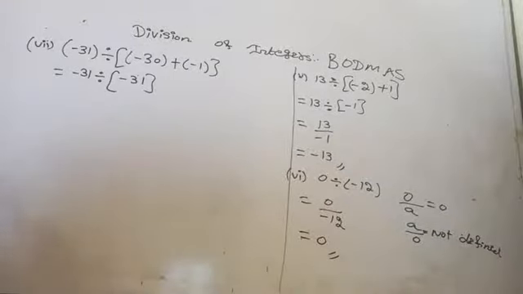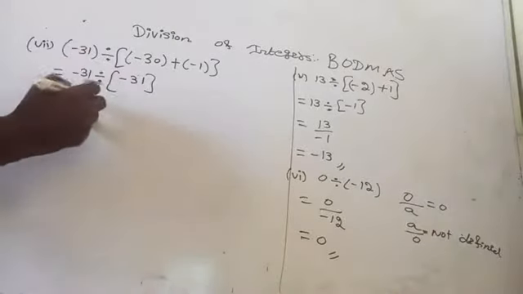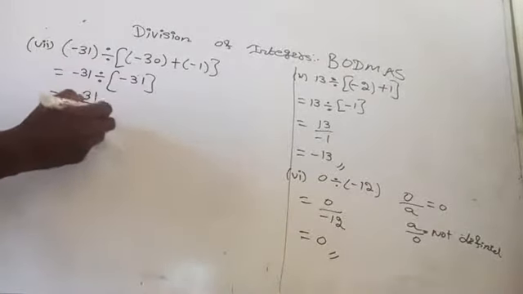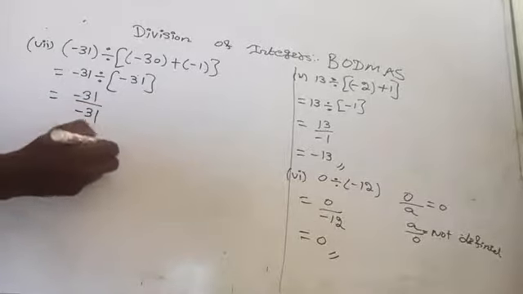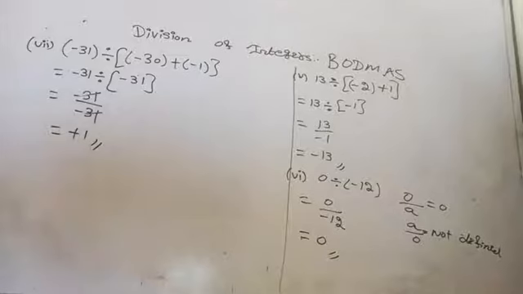So minus 31. Now here we are going to divide the negative integer by negative integer. So minus 31 by minus 31 is equal to plus 1. The result is positive. 31 we can cancel, then it is 1. Am I right here? Yes. Come to the next question then.